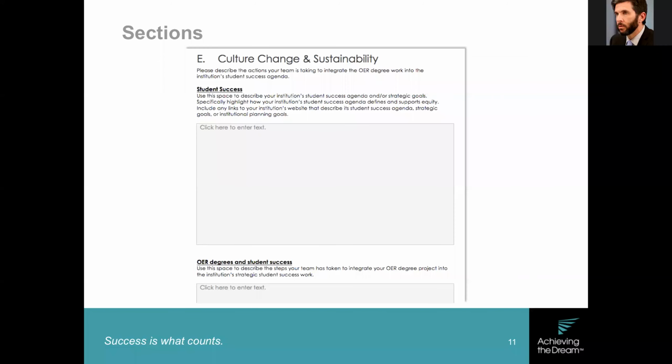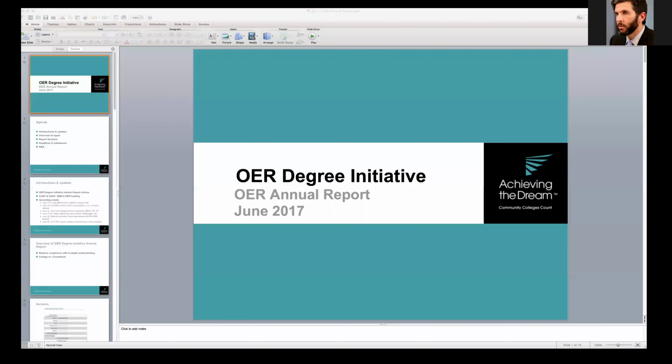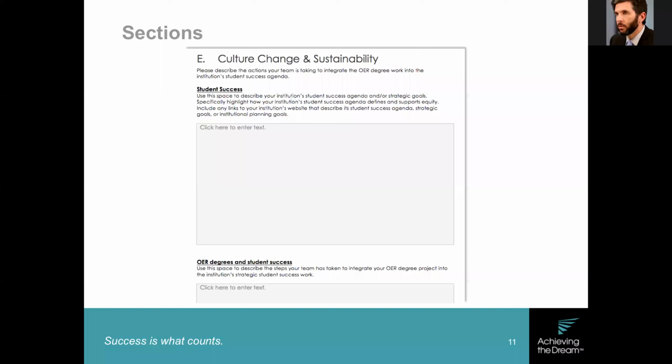All right. There's one other category under culture change and sustainability, which is the sustainability section. So how does your institution plan to continue this work? How does it plan to bake it into what you do? Are you looking at implementing some kind of course fee or technology fee? What are the conversations you've had around continuing this work, maybe expanding the sections of courses that you're offering, expanding to additional degree programs? So we want to know what the conversations are at your institution around sustaining this project.